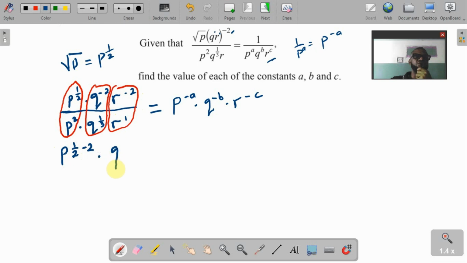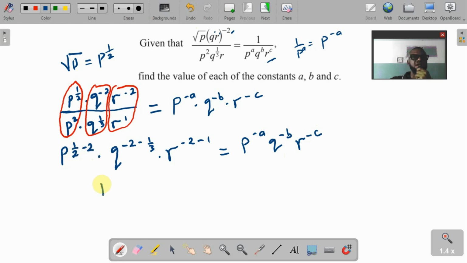into q to the power of minus 2 minus 1 over 3, then r to the power of minus 2 minus 1, and this will be equal to p to the power of minus a, q to the power of minus b, and r to the power of minus c. Now let's simplify this.